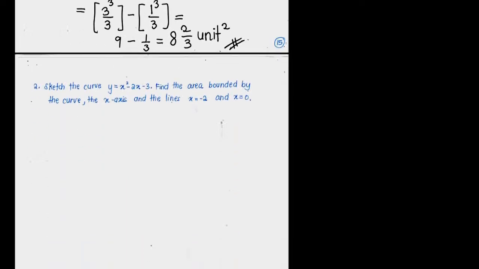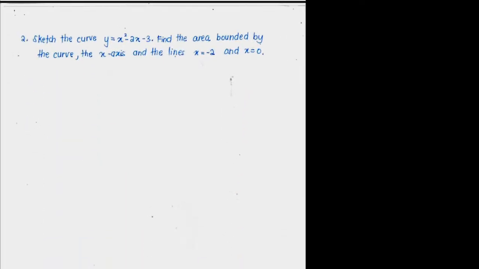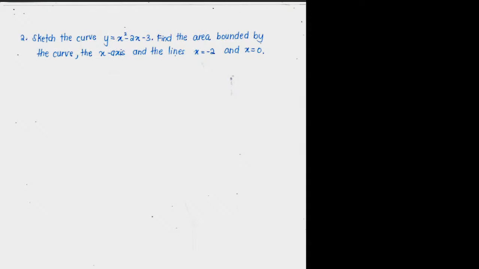Question 2. Sketch the curve y equals x square minus 2x minus 3. Find the area bounded by the curve and the x-axis, the lines x equals negative 2 to 0. First of all, there are two questions here. Sketching the curve, and then they're asking us to find the area. So we have to do the first part, then only we can continue the second one.